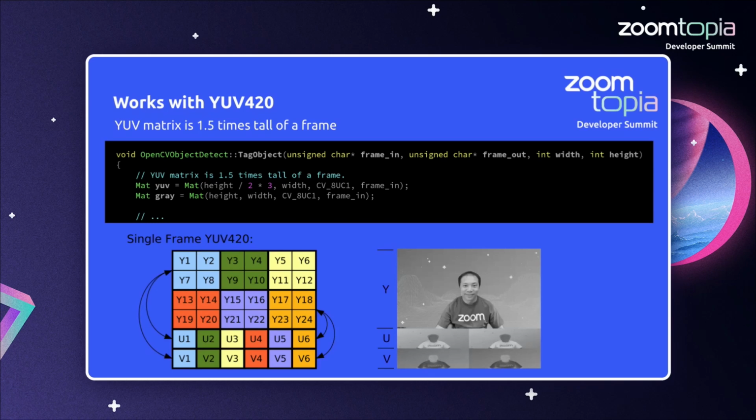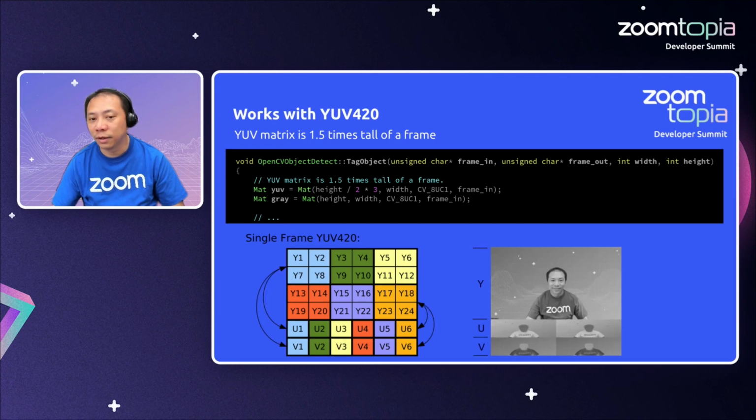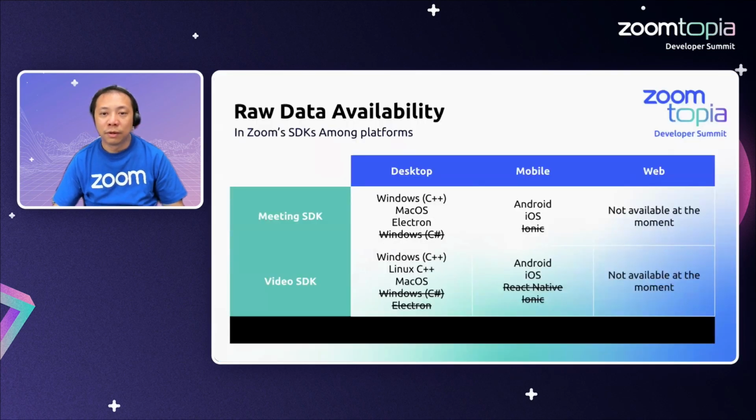So this is very important knowledge for you to get a proper image. So take note and use it in your application. Cool. Now you may already start to think about whether your application can use raw data. It's about the availability of the raw data in the SDKs you are using.